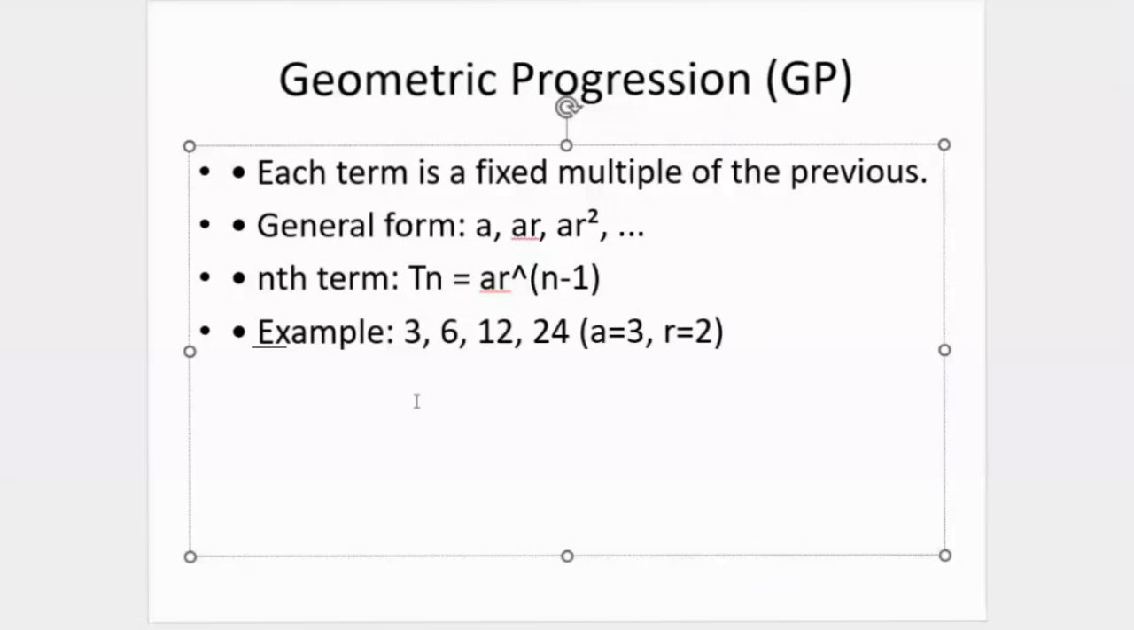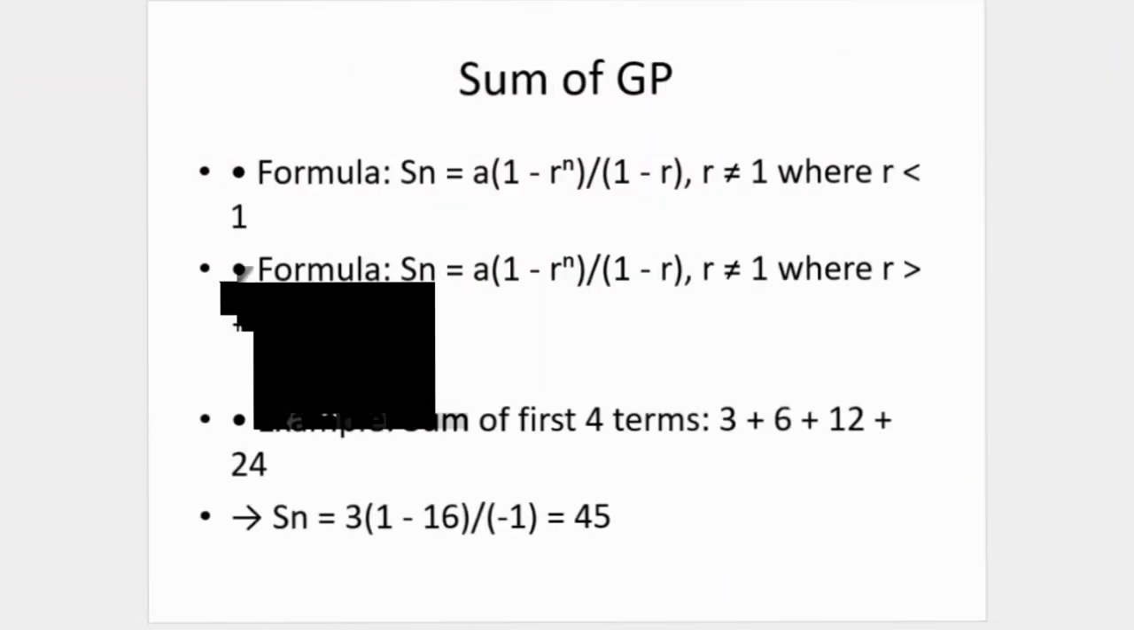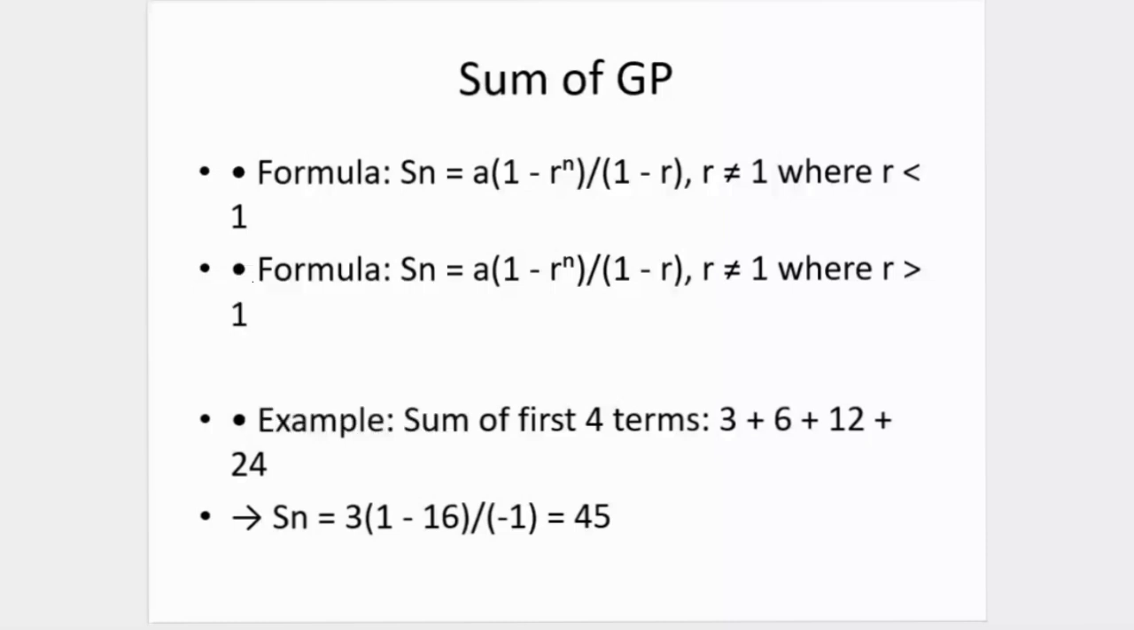So the general formula for the nth term is ar raised to the power n minus 1. Now, likewise, as we had a formula for the sum of an AP, we also have a formula for the sum of a GP. There's a slight difference here because we have a fraction, and it will become apparent why that difference is necessary.